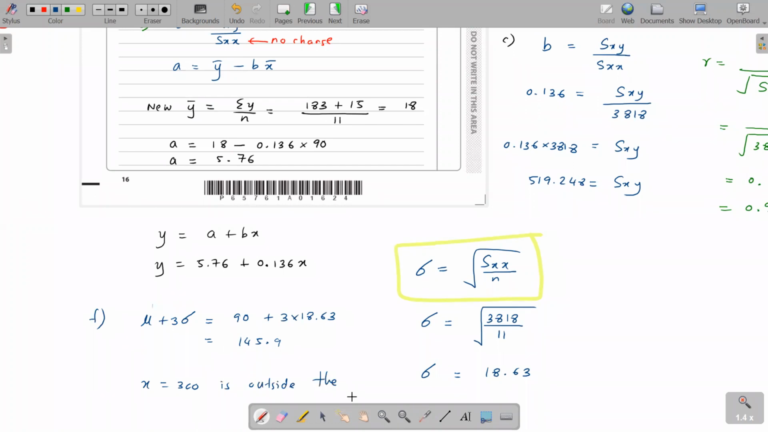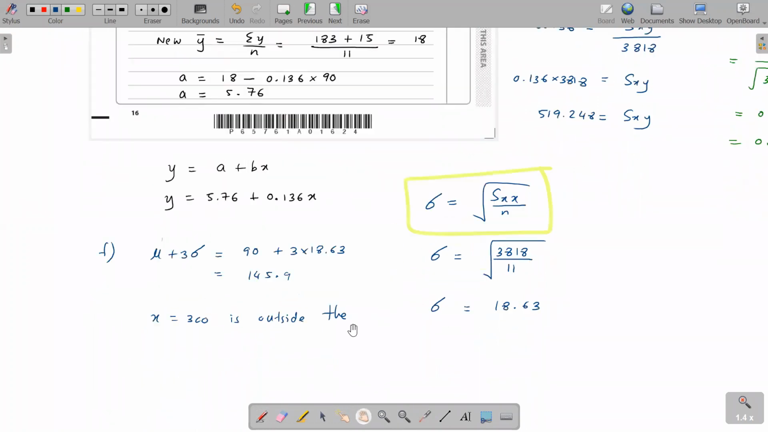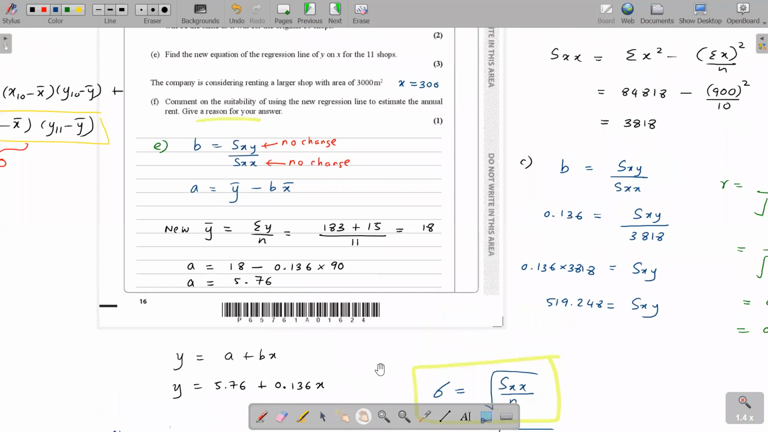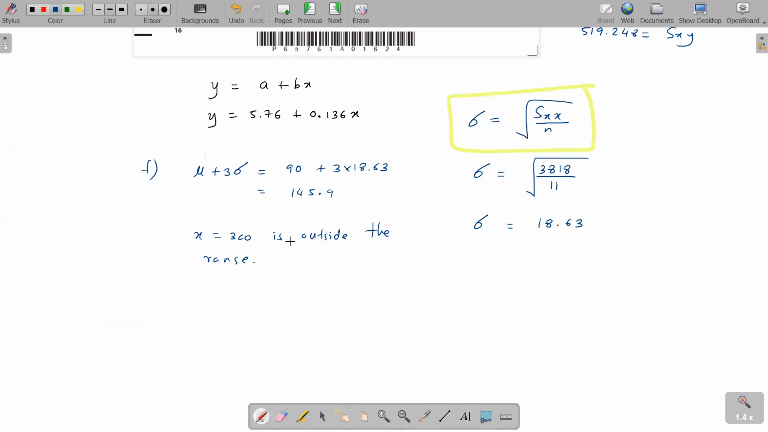Yeah, it's outside the range, or it is an extrapolated value. Okay, so therefore, is it suitable or not? So it's not. Therefore, we cannot rely on answers taken from extrapolated values. Okay, so not suitable. It is not suitable. Okay, is this clear?